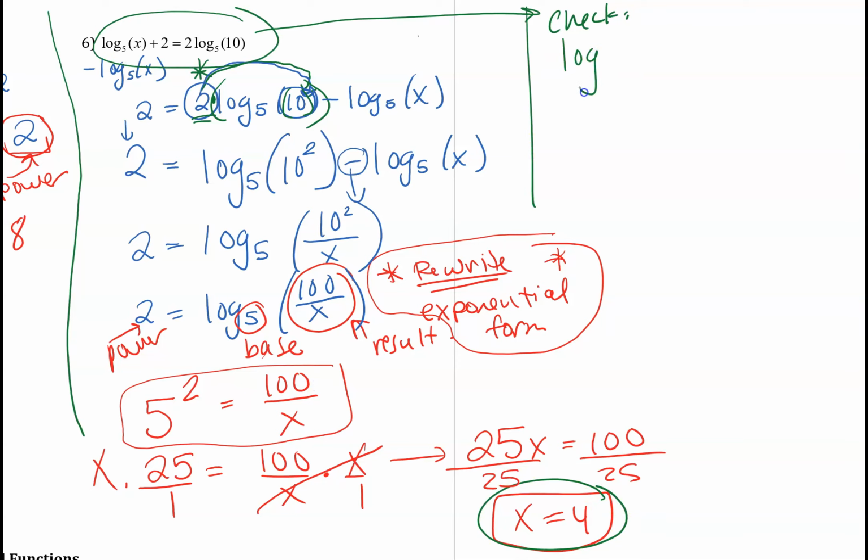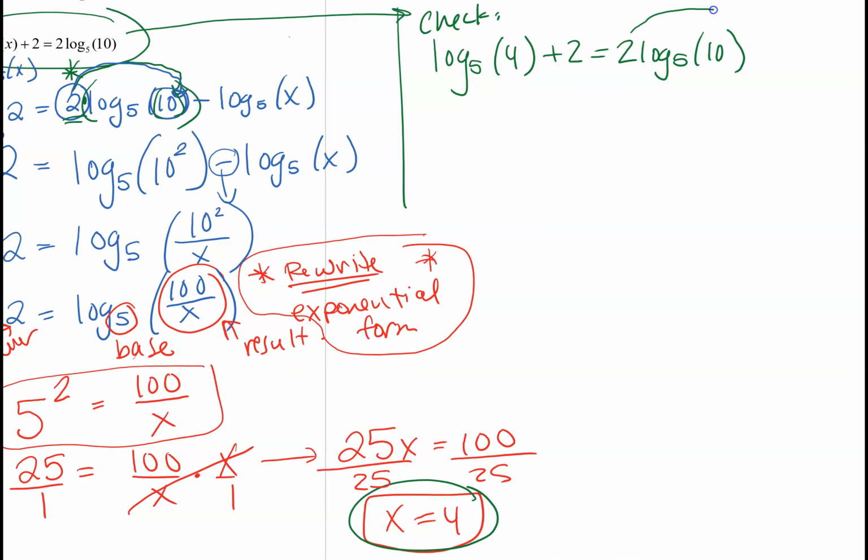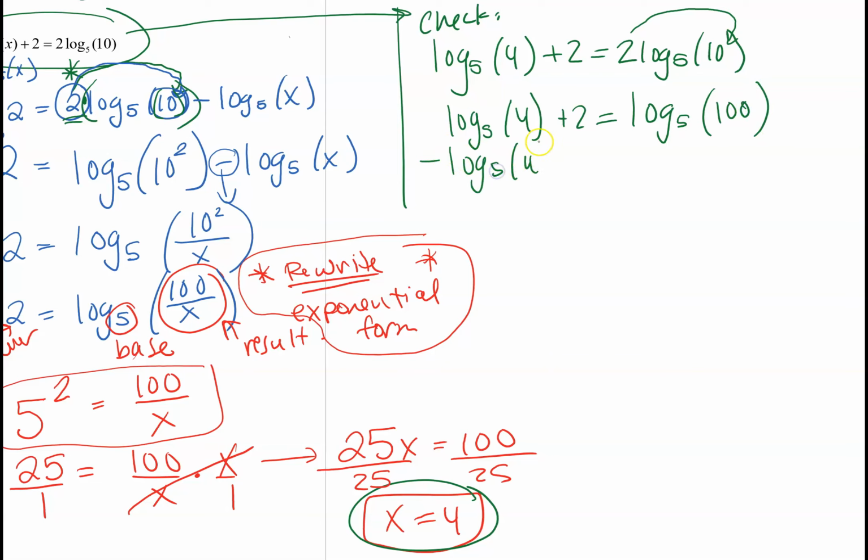So I'm going to plug in: log base 5 of 4 plus 2 equals 2 times log base 5 of 10. To check this, I'm going to need to subtract this log base 5 of 4, and bring this 2 back in as the exponent. So I have log base 5 of 4 plus 2 equals log base 5 of 10 squared, which is 100. And then I would need to subtract that log base 5 of 4.